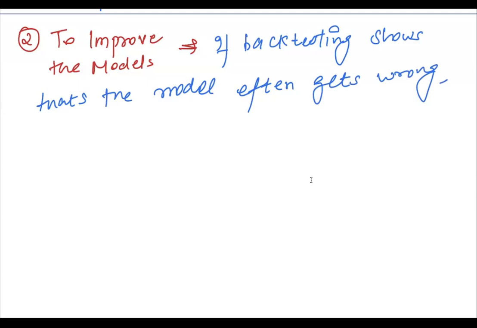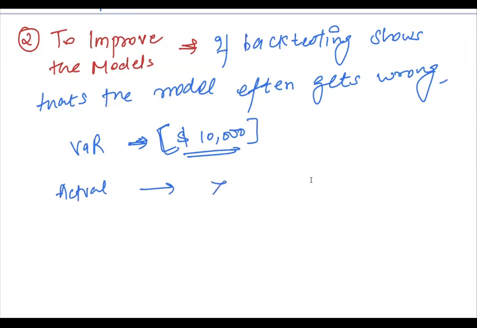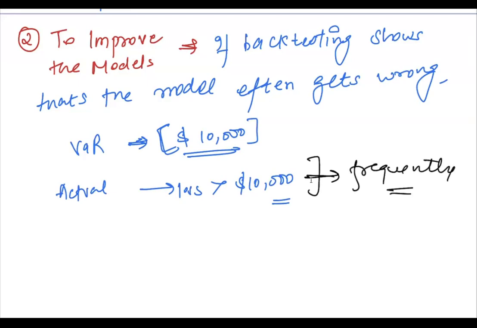let's say your model predicted that the value at risk number is $10,000, which means that your portfolio can face $10,000 of loss. Now, in actuality, you are facing a loss greater than $10,000, and this is happening very frequently. So when you perform backtesting, it will show that the model is often getting it wrong. Again, this is based on past data.